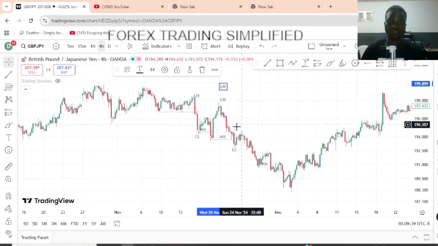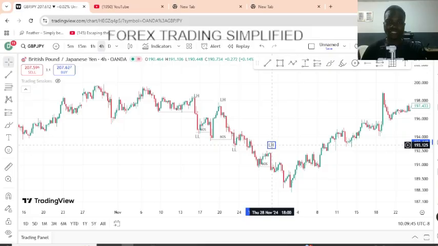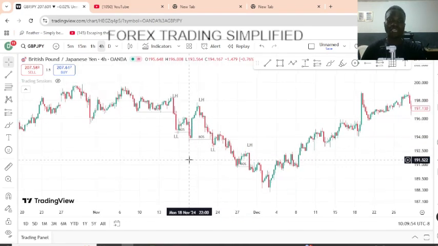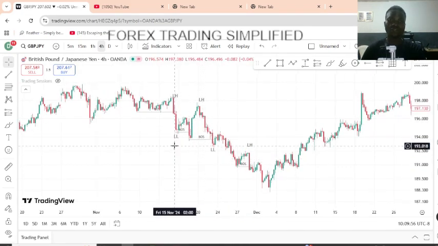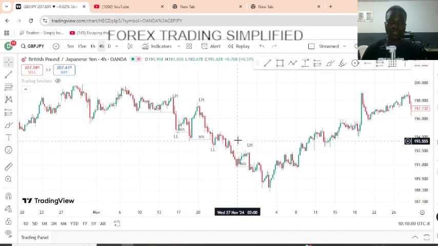So this is how you spot it. It is not necessary that you write all these abbreviations, but at least you must be able to spot out your break of structure, and have in your mind that when the market is selling, the market is moving in phases of lower low, lower high, lower low, lower high.